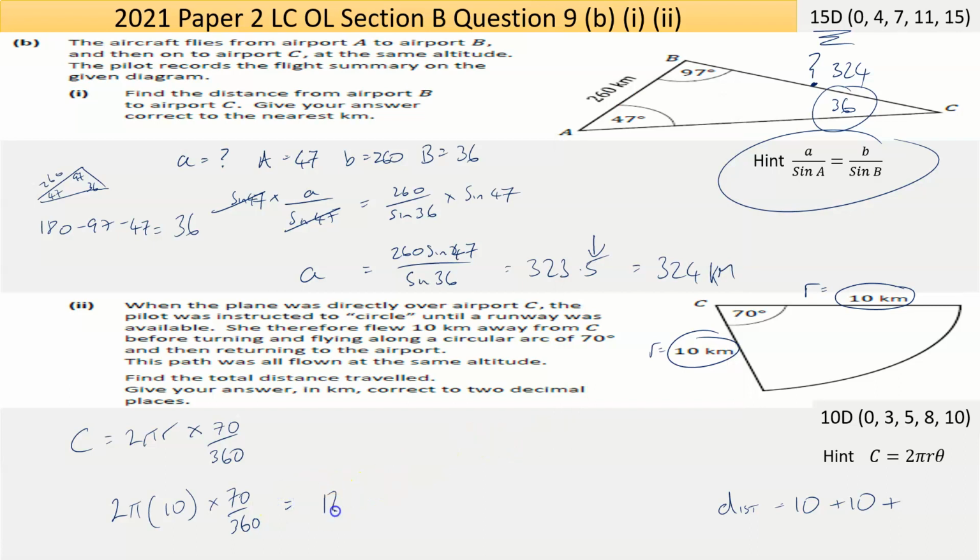12.217. That's the distance the plane traveled on the arc, plus the 10 we start off with. So 12.217. That's 10, and 10 is 20, and 12 is 32. So the distance is 32.217. The question says, give your answer in kilometers correct to 2 decimal places. I currently have 3, so the third decimal place is what matters. It means the number prior to it goes up by 1. So my answer is 32.22 kilometers.